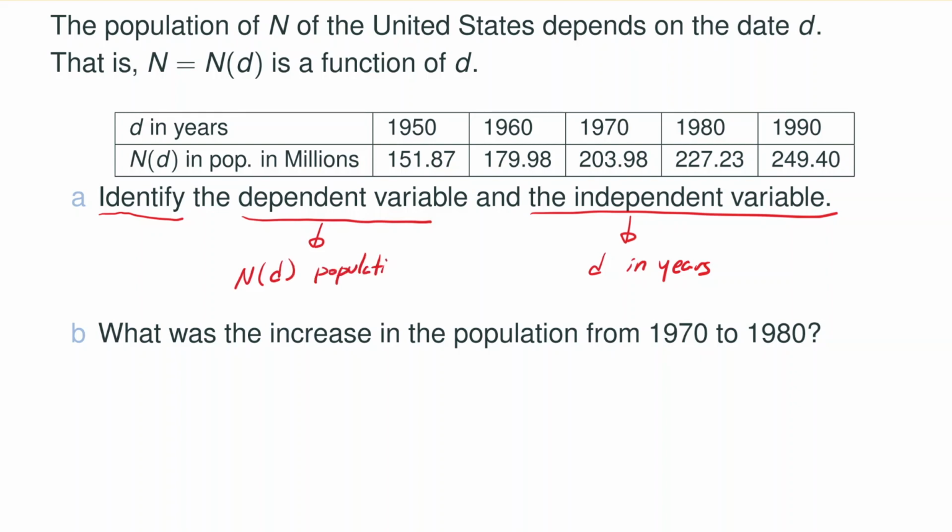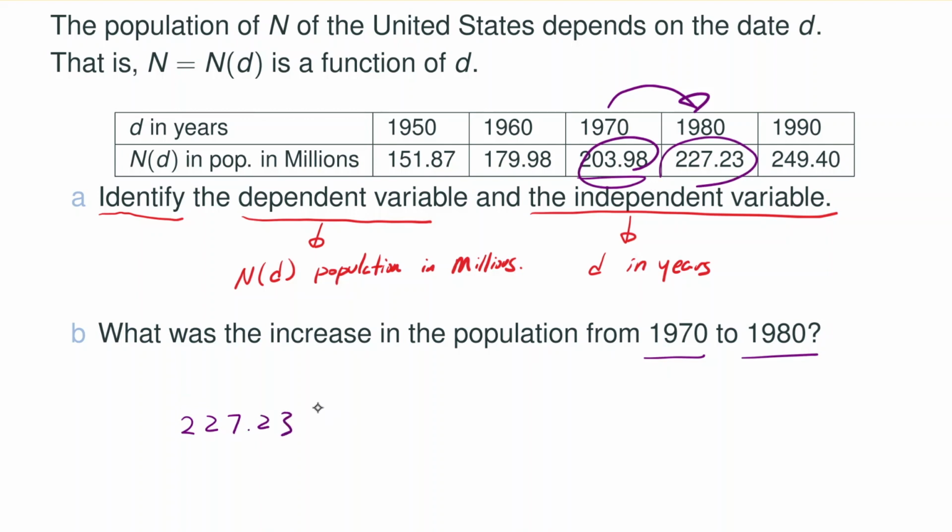Population in millions. What was the increase in the population from 1970 to 1980? From here to here, what's the population increase? We just look at these two numbers and find a difference. So when we find the increase, essentially we're finding the difference.